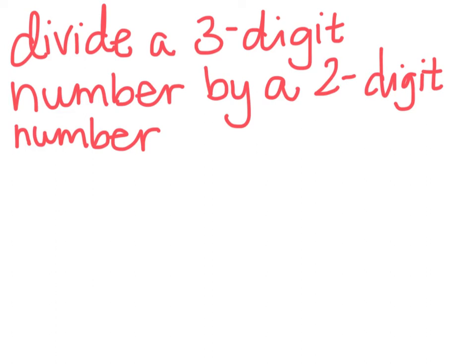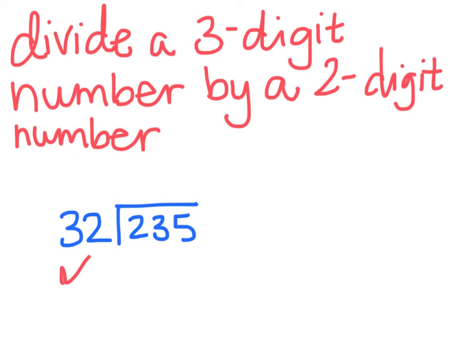Now let's use what we've learned to divide a 3-digit number by a 2-digit number. Our first example is that we're going to divide the number 235 by 32. We begin with the same basic step of rounding to estimate our quotient. So 32 is going to round to 30. And now we look for a compatible number that gets us close to 23.